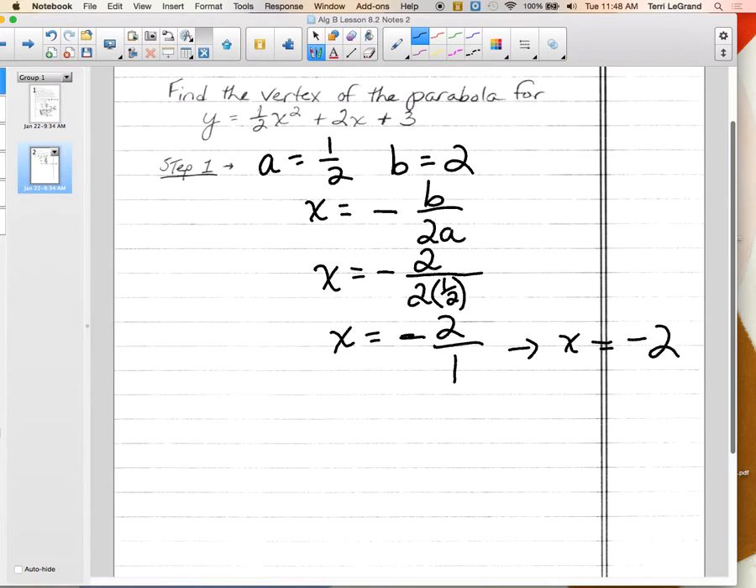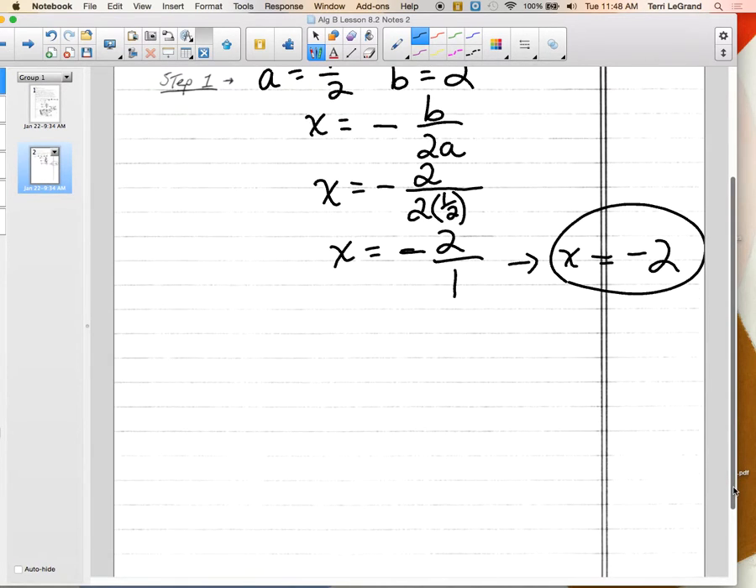No, this is the opposite of 2. What is the opposite of 2? Negative 2. Isn't our answer right there already staring us in the face? Yeah. X equals negative 2. Okay.